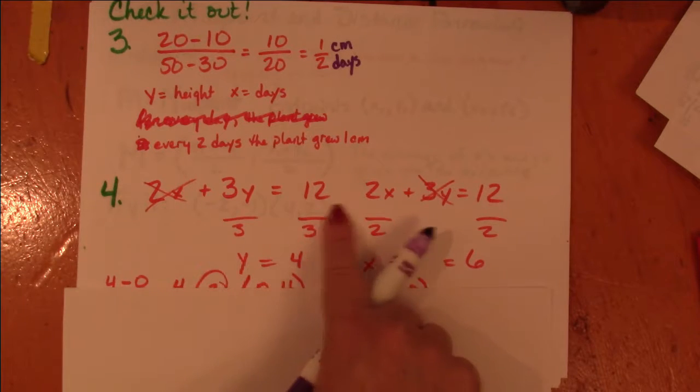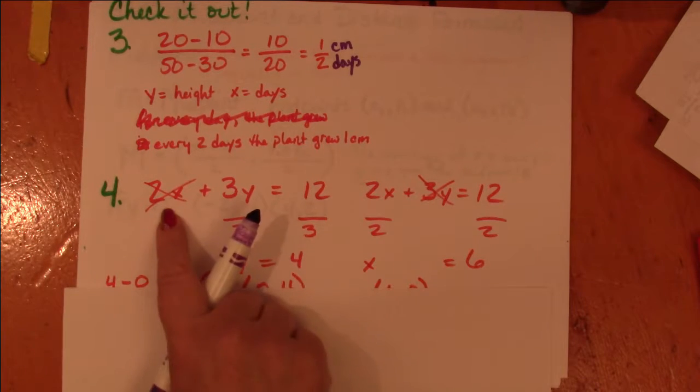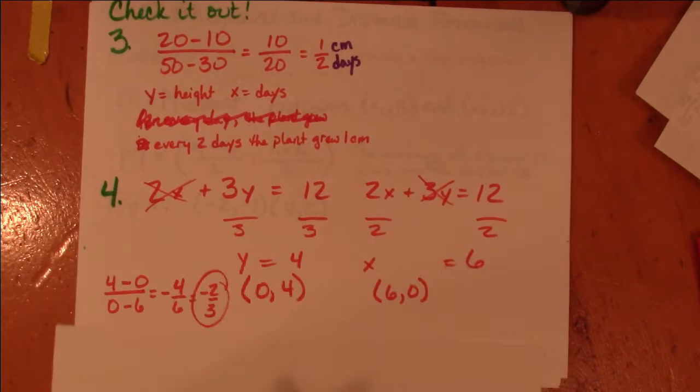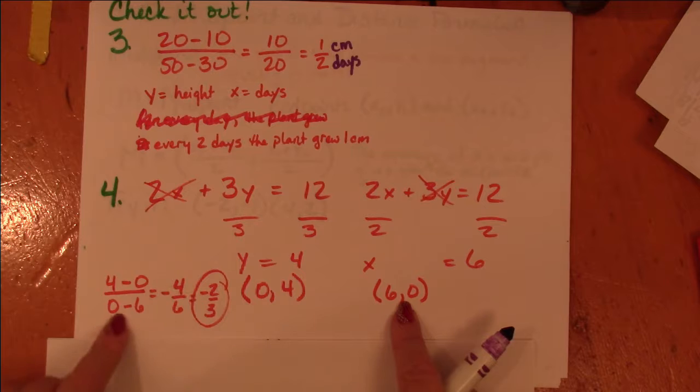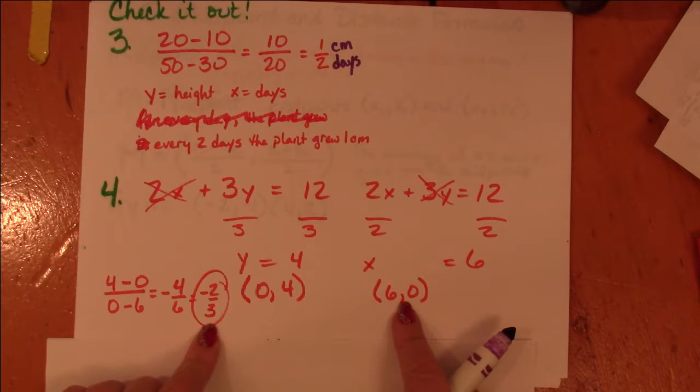Check it out number 4. We have a standard form equation that we're going to solve when x equals 0 and when y equals 0. That gives us the points 0, 4 and 6, 0. And when we put that into our equation, we're going to end up with a slope of negative 2/3.